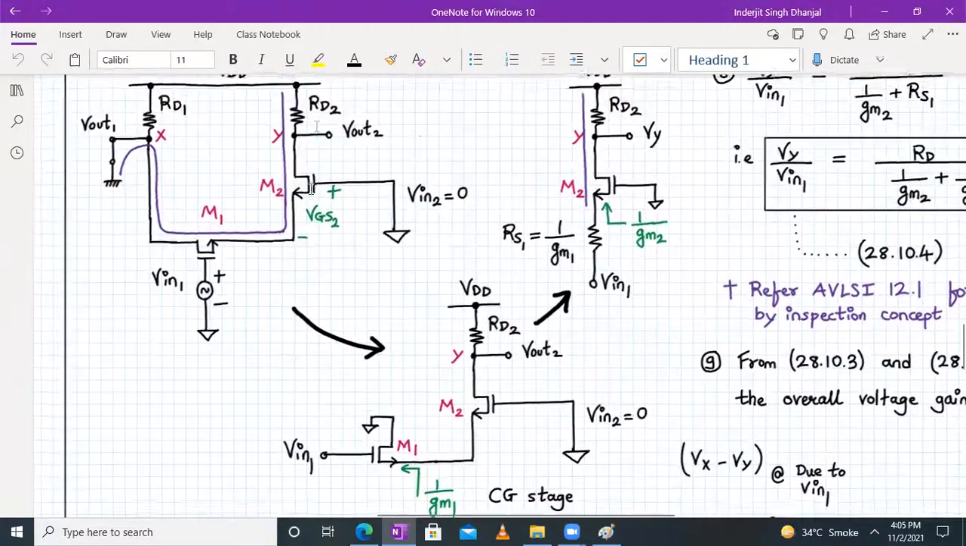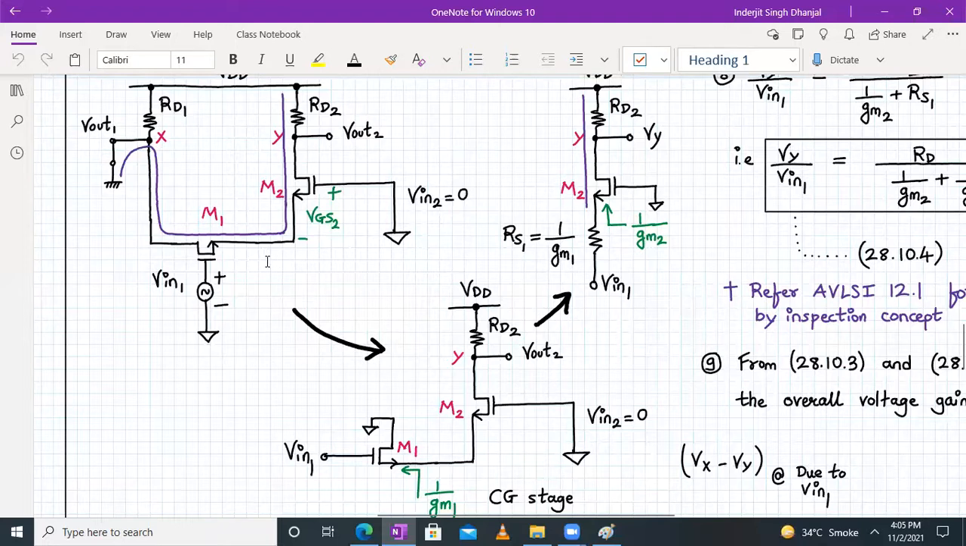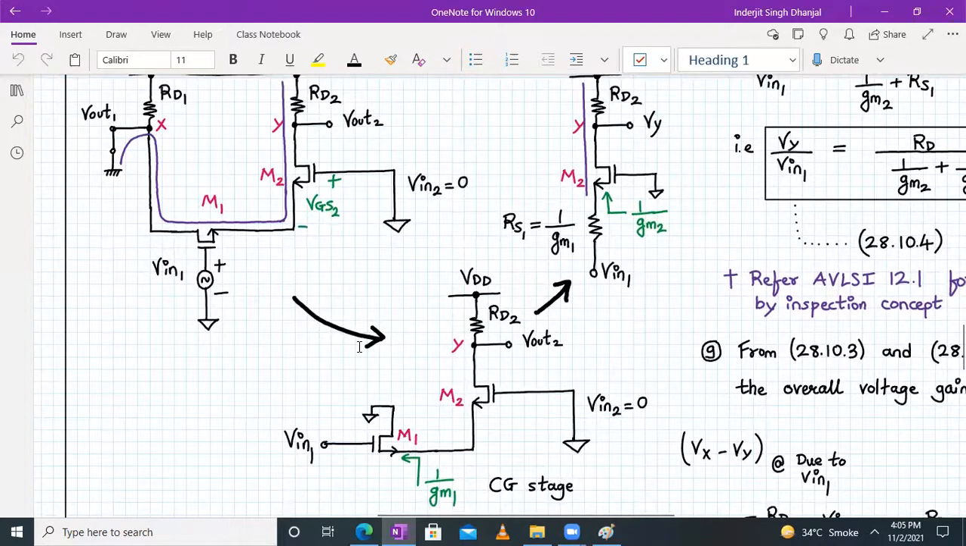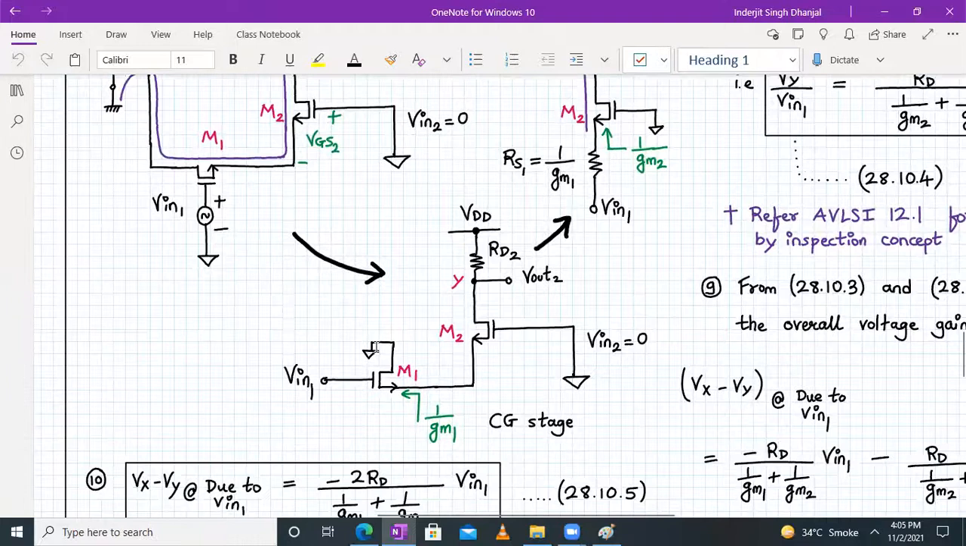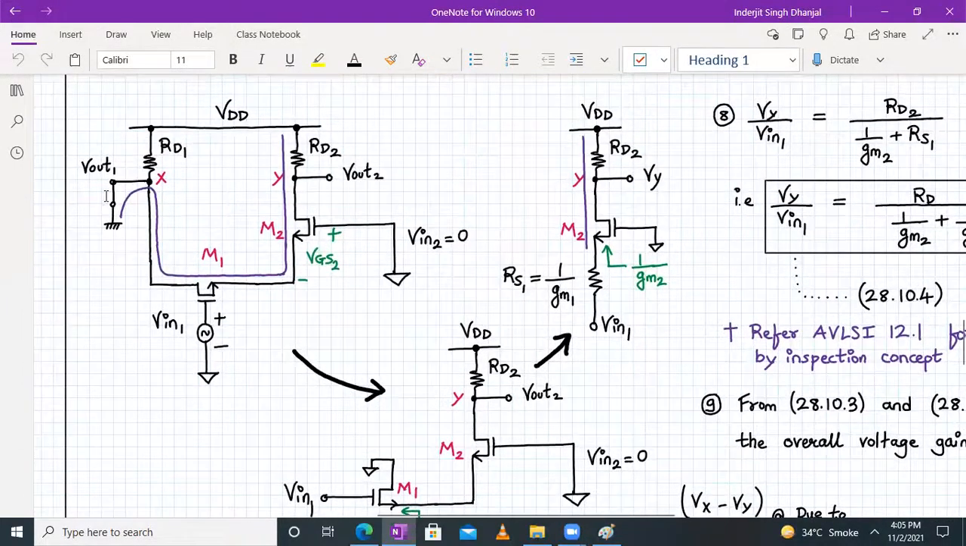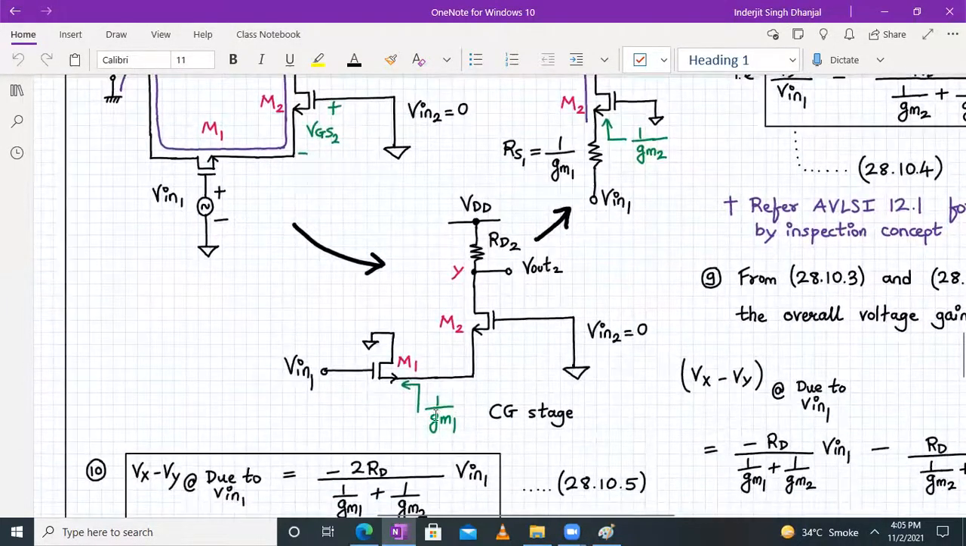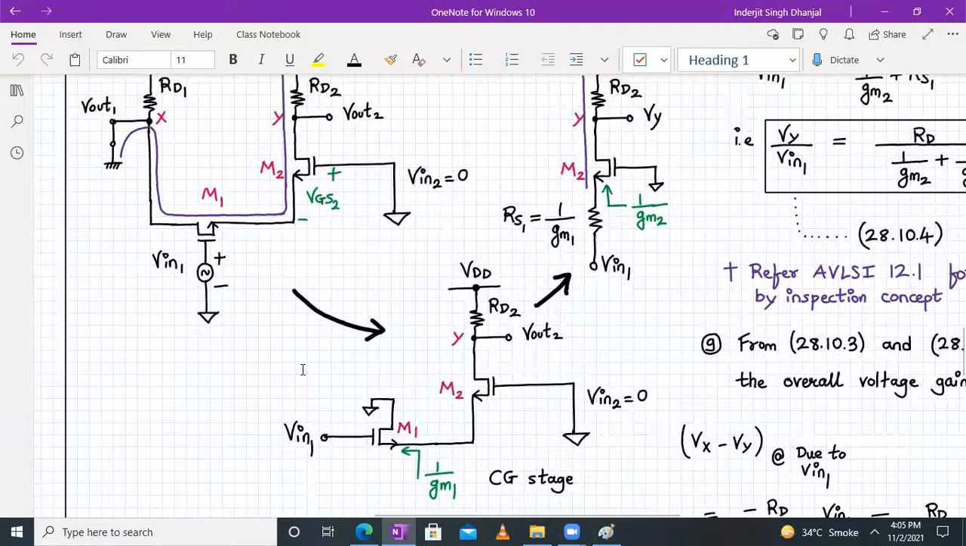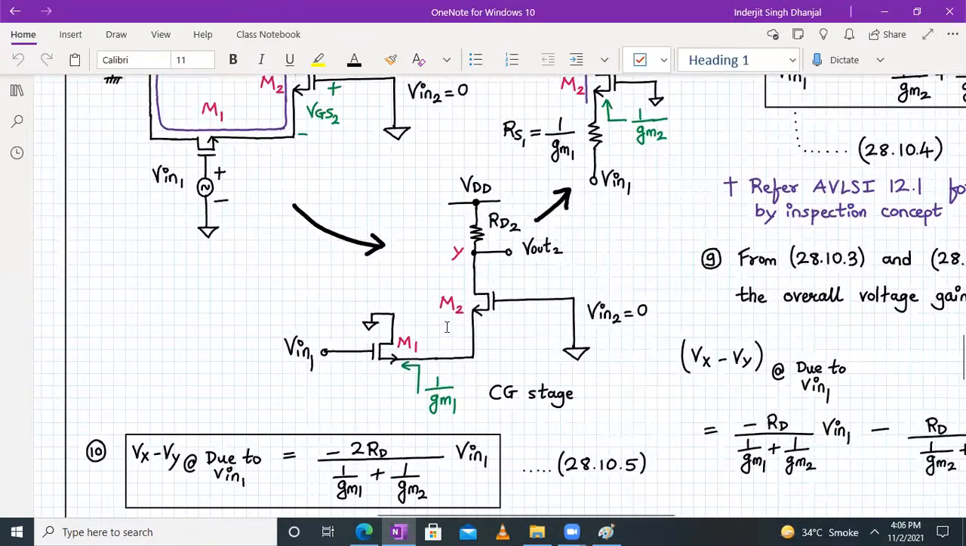What we have done is taken the M2 transistor down to the bottom so that it is in series with M1. Here we have this transistor whose drain terminal is grounded, the gate terminal is also applied to Vin1, and the source terminal is going to the M2 source terminal. So that's how the circuit looks now, a common gate stage. Why common gate? Because the input is applied to the source and the output is taken from the drain terminal. That's why it is a common gate configuration.